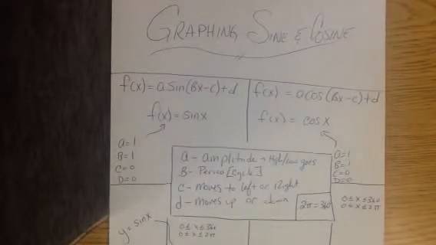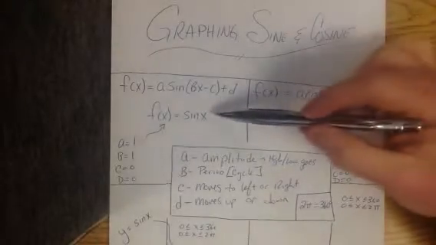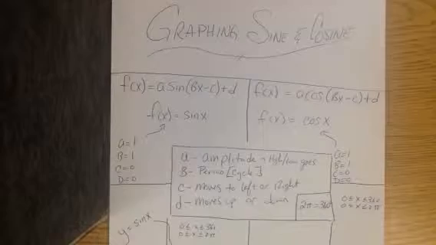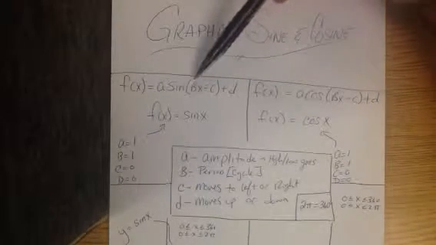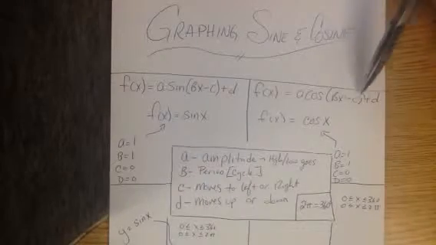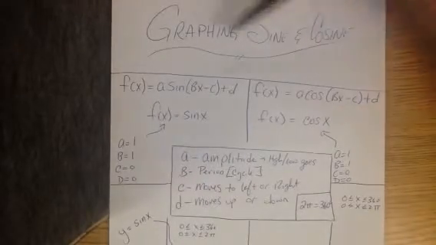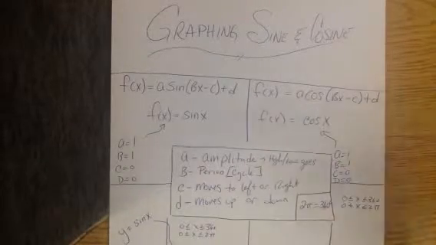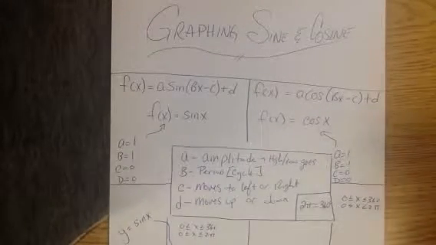First thing I want to talk about is they have parent functions. Their parent functions are f of x equals sine x and f of x equals cosine x. In standard form they look like a sine (bx minus c) plus d and a cosine (bx minus c) plus d. The funny part is the a, b, c, and d, they all do something. They all change the equation, I'm sorry.